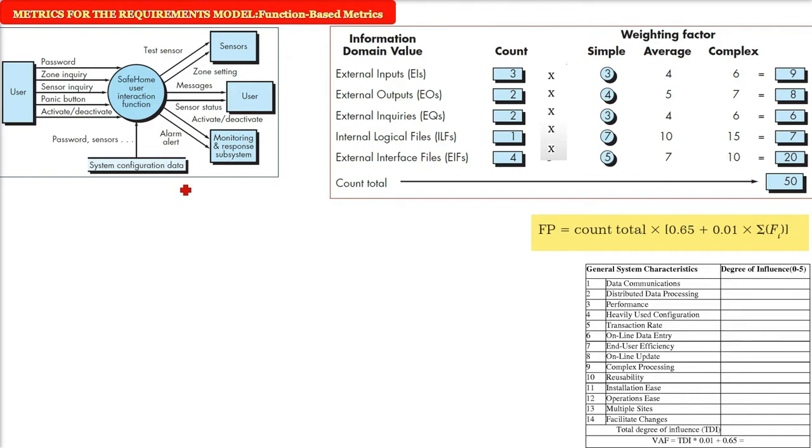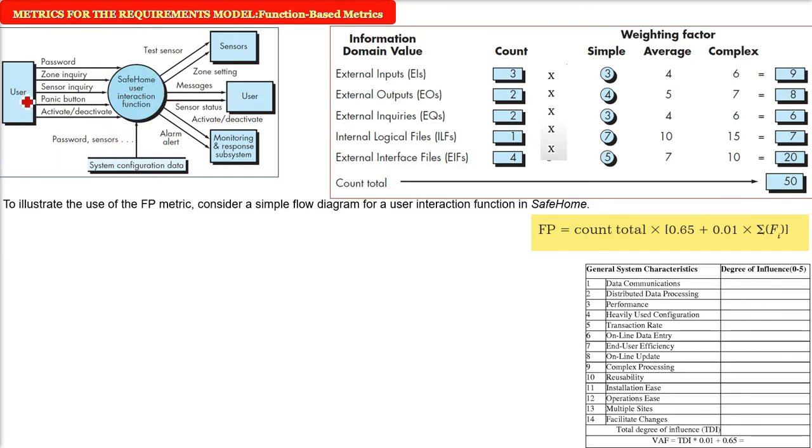In the function-based metrics, this is an example. We want to use the function point metric. And this is a simple flow diagram for a user interaction function in, say, a safety, security, safe home system. So there is a hardware where you are going to key in, and there will be a software inside it. So the function manages user interaction.